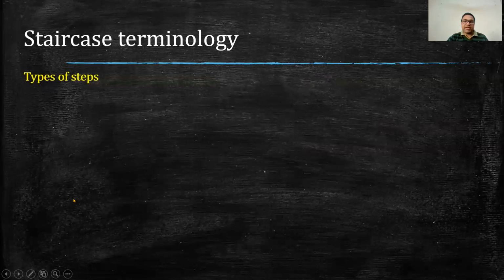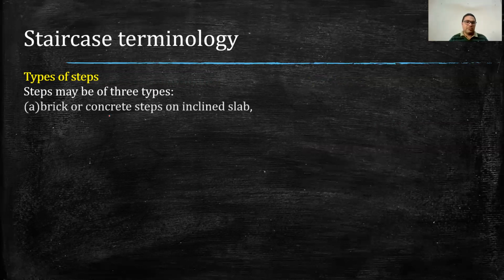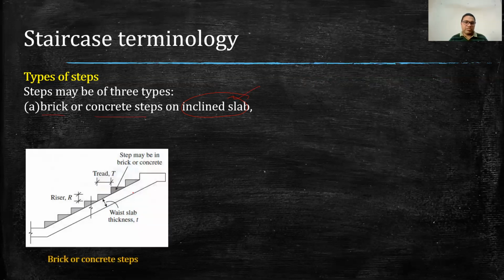Similarly, now we will see the types of steps. Generally, we have three types of steps that we use in a staircase. The first is when we provide steps on an inclined slab. In the conventional case, there is an inclined slab, and on that inclined slab we provide steps, which may be of brick or concrete, and they generally look like this. You can see this one is the base slab, and on this are the steps. This is the conventional way of providing a staircase.